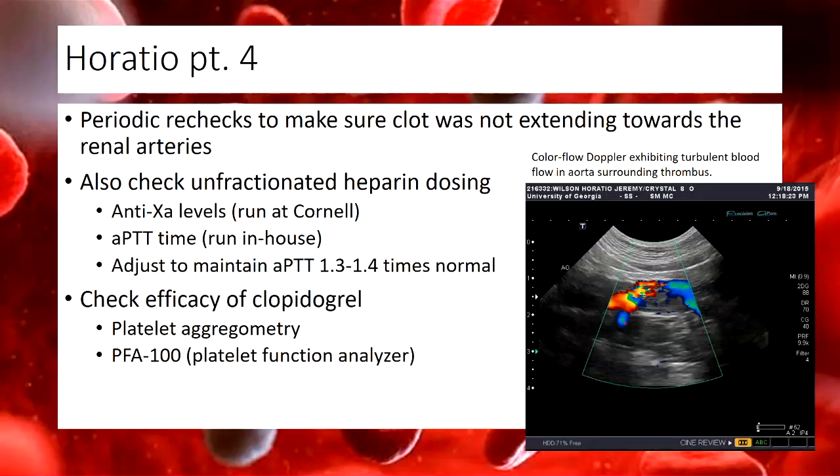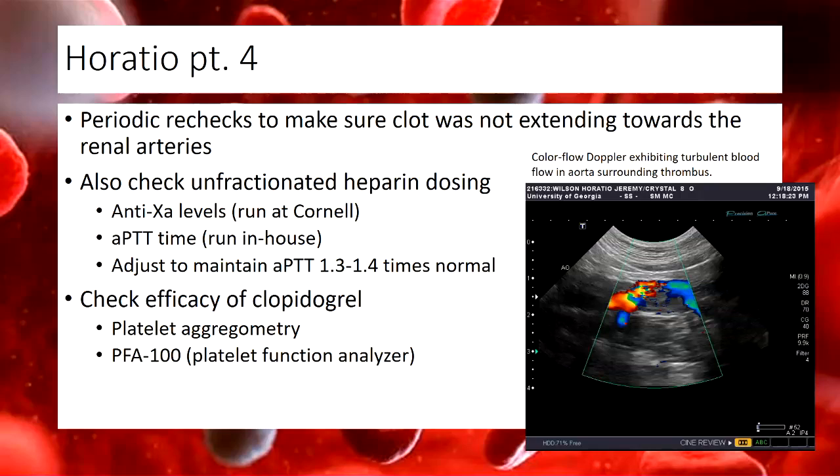Periodic rechecks, they wanted to make sure that clot wasn't building on the front end and was going to block off the renal arteries, which is like the next big, if I recall, the next big route off the aorta before you hit the hind limbs. All right. And they did some things that you may not have typically handy in, well, some of them you would, in an average practice.